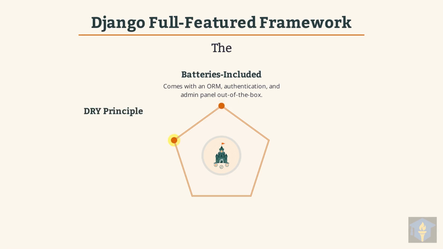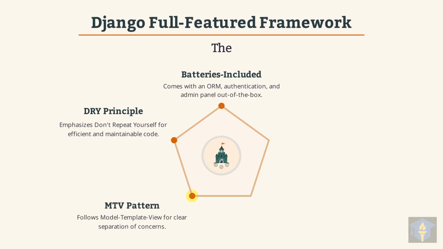Django strongly adheres to the DRY principle, which stands for Don't Repeat Yourself. This principle promotes efficient, maintainable code by avoiding redundant programming efforts. Django follows the Model Template View (MTV) architectural pattern for clear organization. This pattern ensures a clear separation of concerns, making your application structured and manageable.